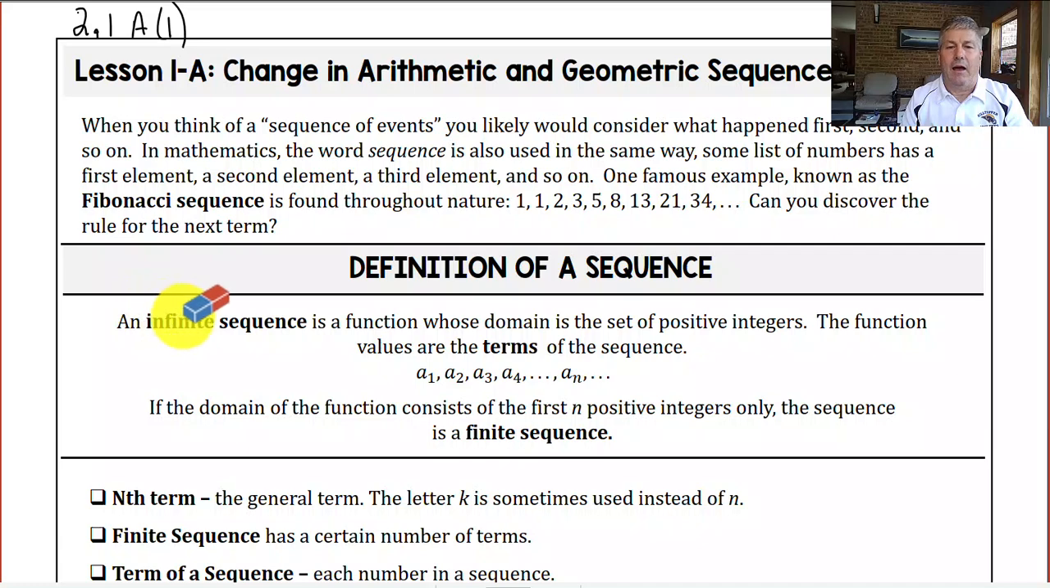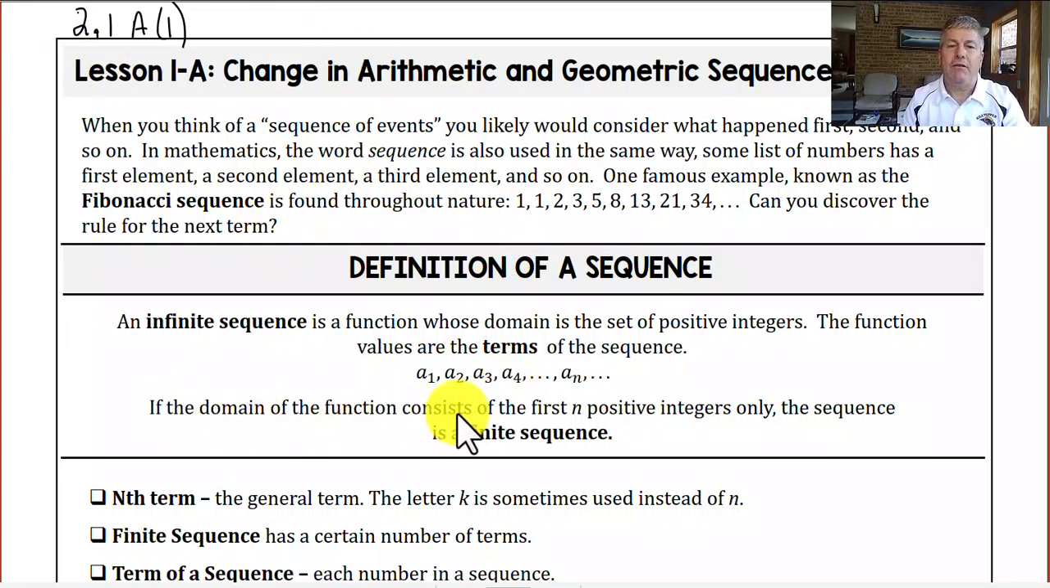Let's define a couple sequences here. An infinite sequence is a function whose domain is the set of positive integers. So when we do a sequence, we're going to count generally by ones, and we'll have the first term, the second term, and the third term, and so forth. We won't have negative terms and that kind of thing. Now we will sometimes have the zeroth term, and we'll study that as well. So the function values are the terms of the sequence.